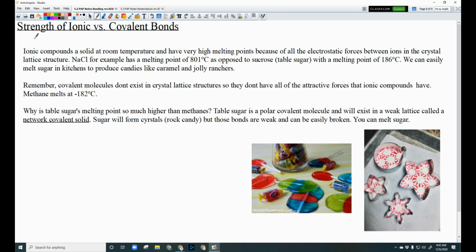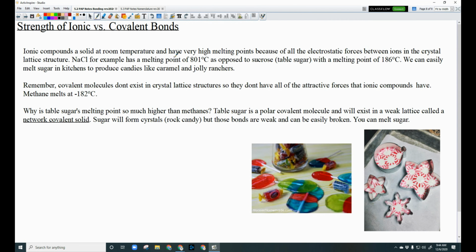All right, and let's compare now the strength of ionic versus covalent bonds. Ionic compounds are usually solids at room temperature. If you look on the periodic table, most of those are solids, but there are a couple that are liquids and there are many that are gases. But when they bond together, it changes the whole chemical characteristics of the atom. And so when you form ionic compounds, most of those that are formed are going to be solid at room temperature because they have very, very high melting points, because the electrostatic force that holds those two atoms together is very, very strong.